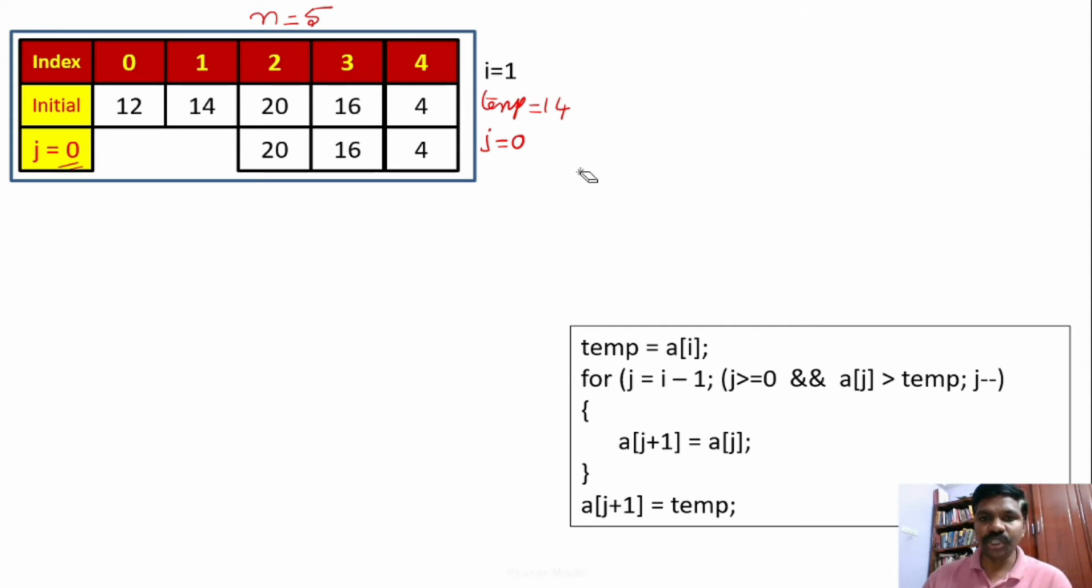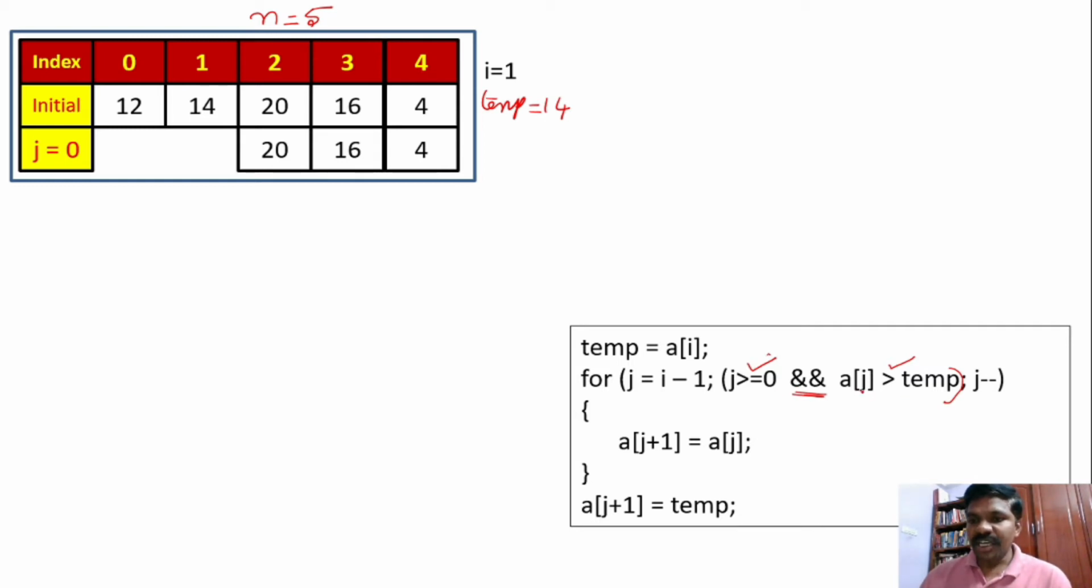For j equal to 0, this is the condition to be satisfied to execute the loop. What is the condition? j must be greater than or equal to 0. In this case my j is equal to 0, so this is true, and it is a logical AND, so both the conditions must be true. Then only these statements will execute. Otherwise it will come out of the loop and the rest of the program will be executed.